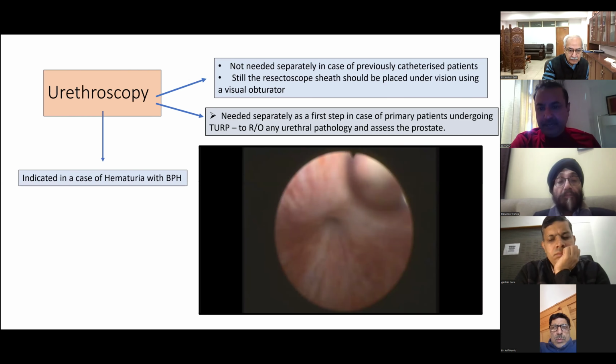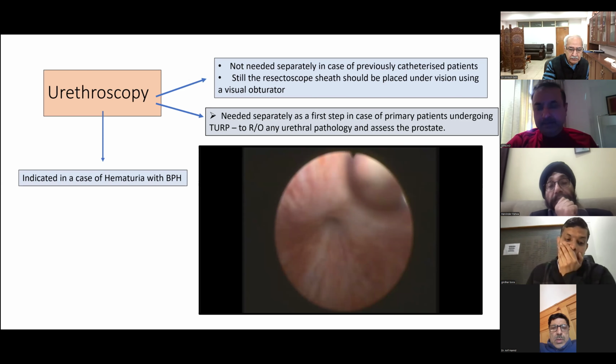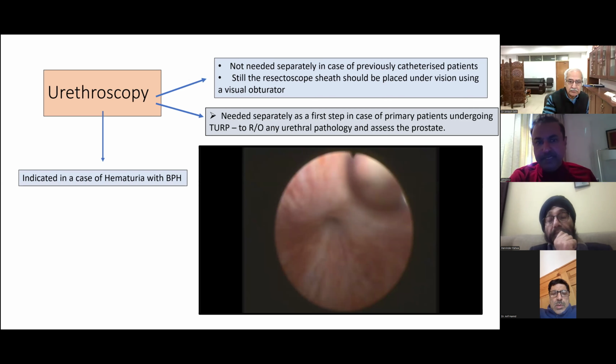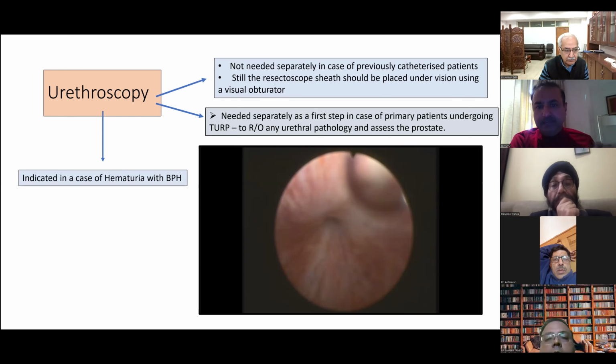Urethroscopy is the second step after the meatus has been negotiated. The second step is to do a good urethroscopy. Usually the question which is asked from the residents is, would you do a urethroscopy or would you not do a urethroscopy in a patient? Cystoscopy is a separate procedure. And usually the answer is no until there is hematuria, but urethroscopy as a first step towards TURP is mandatory.